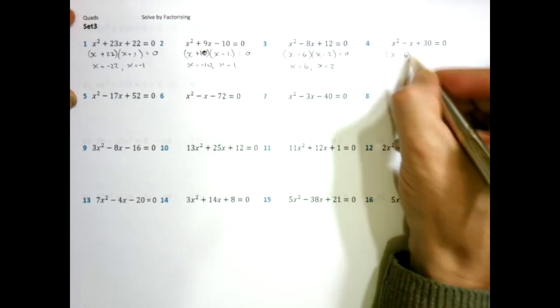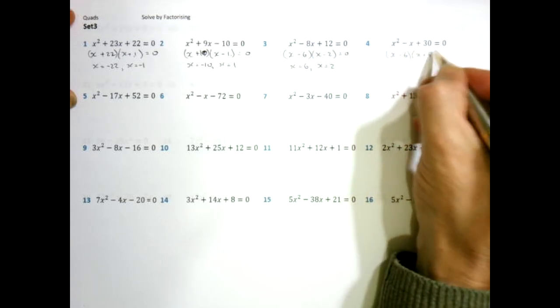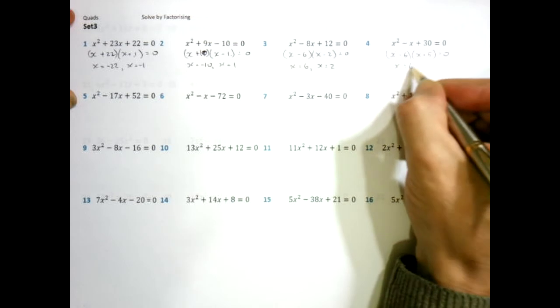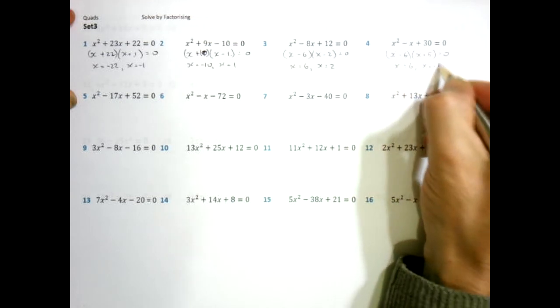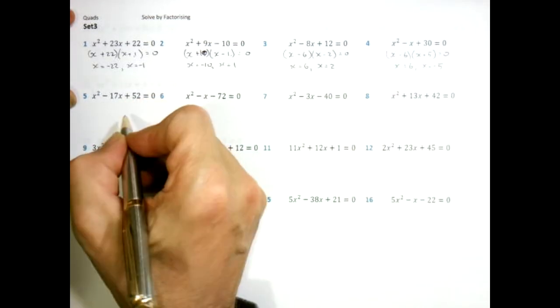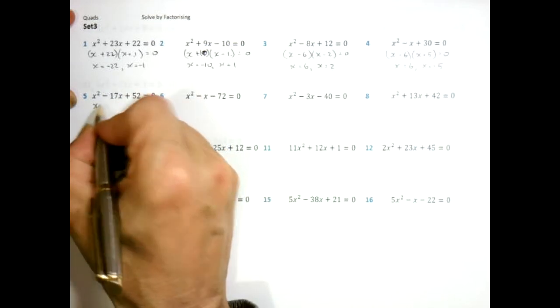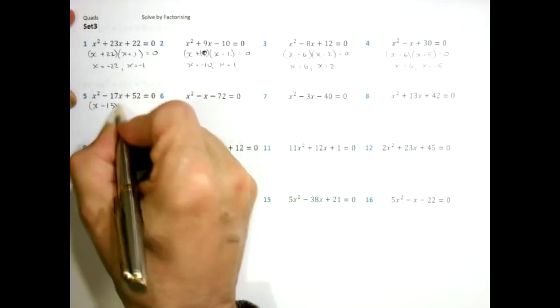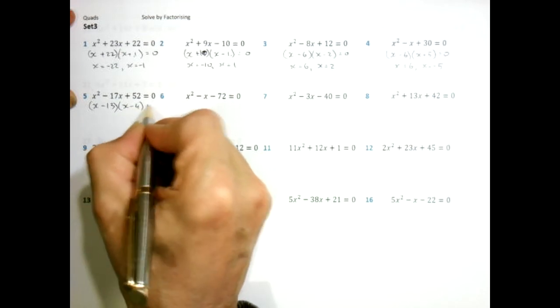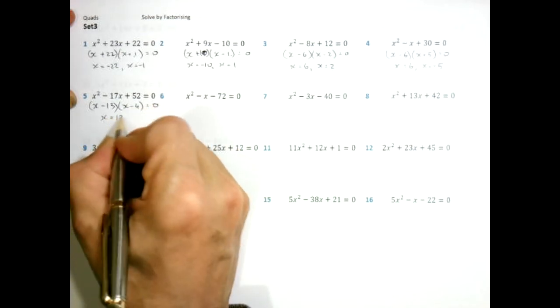x minus 6, x plus 5 equals 0. x is 6, x is minus 5. 52 is 13 fours, so x minus 13, x minus 4 equals 0. x equals 13, x equals 4.